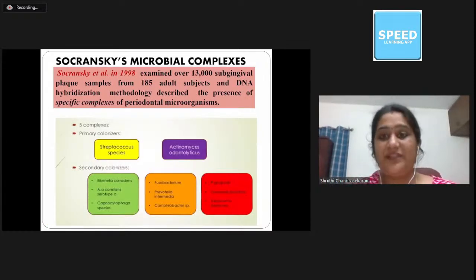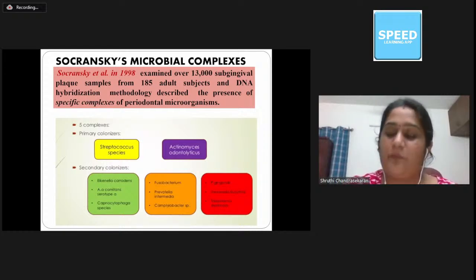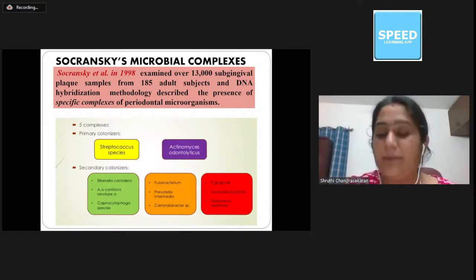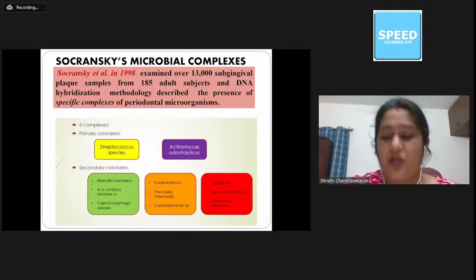With this, we have seen completely in detail about dental plaque. What are the different types of dental plaque? Supragingival and subgingival plaque. What is the composition of supragingival and subgingival plaque? What are the steps of dental plaque formation, and what are the organisms and how do they adhere to the dental plaque? Now we are moving on to the next phase of the class, which is Socransky's microbial complexes. The periodontal bacteria are divided into 5 different complexes by Socransky.